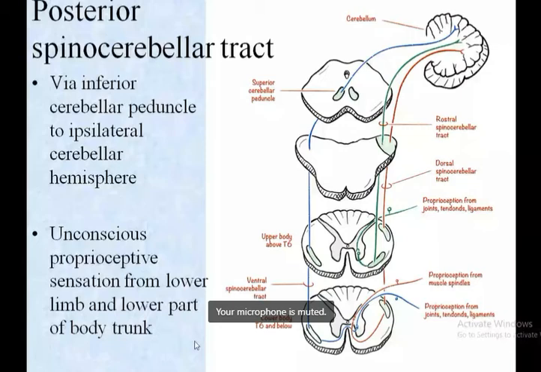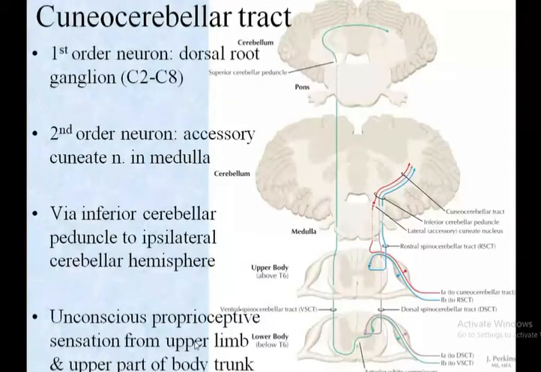It is carried by a separate tract which is known as the cuneo-cerebellar tract. Actually it is equivalent to the posterior spinocerebellar tract only, but it carries unconscious proprioceptive sensation from the upper limb and upper part of the body trunk. So the first order neuron is present at the dorsal root ganglion C2 to C8. Previously it was C8 to L3. The posterior spinocerebellar tract carries sensation from C8 to L3, while this one carries sensation from C2 to C8 spinal segments.